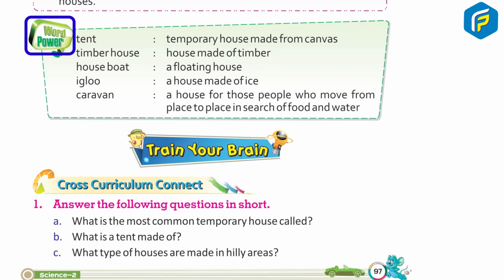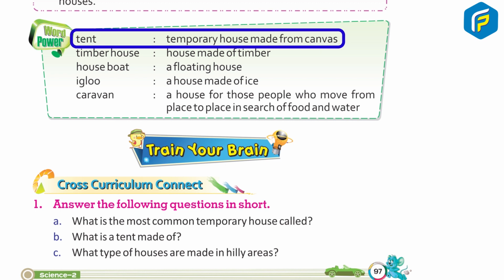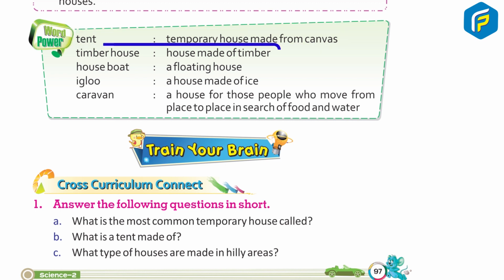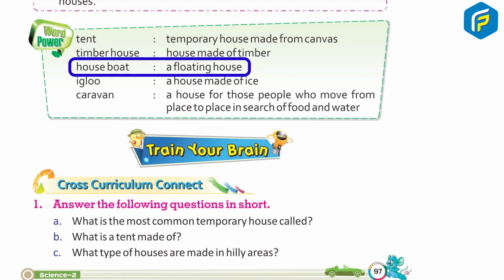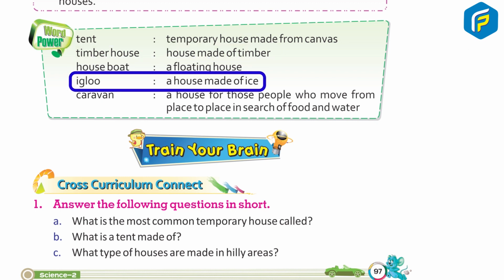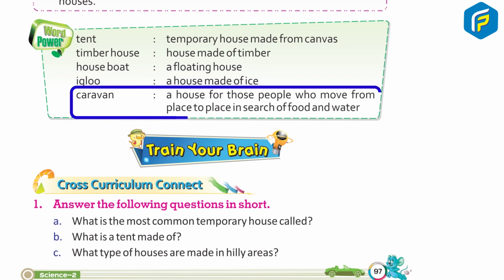Word power. Tent. Temporary house made from canvas. Timber house. House made of timber. Houseboat. A floating house. Igloo. A house made of ice. Caravan. A house for those people who move from place to place in search of food and water.